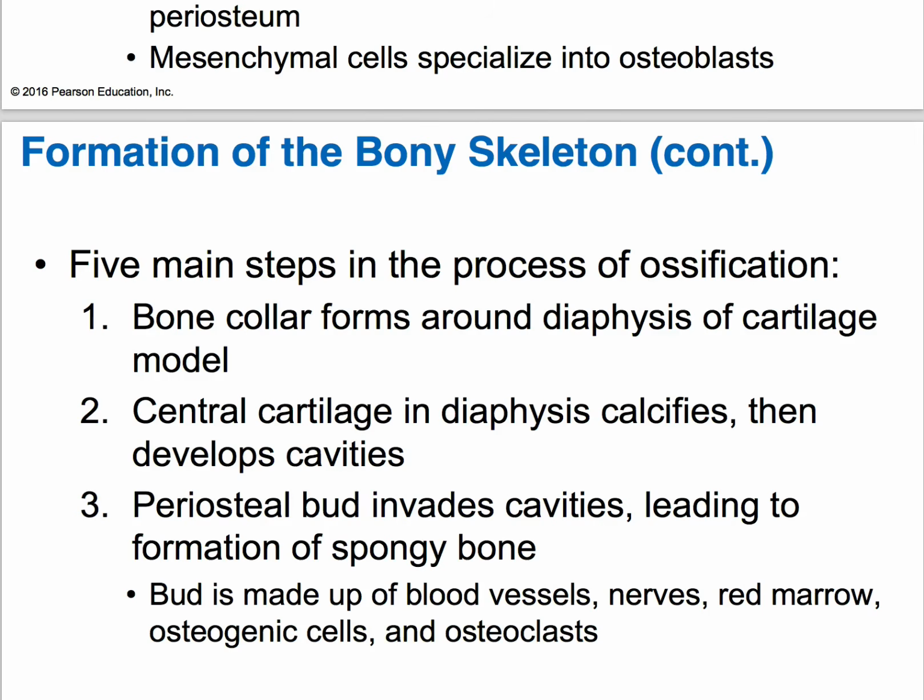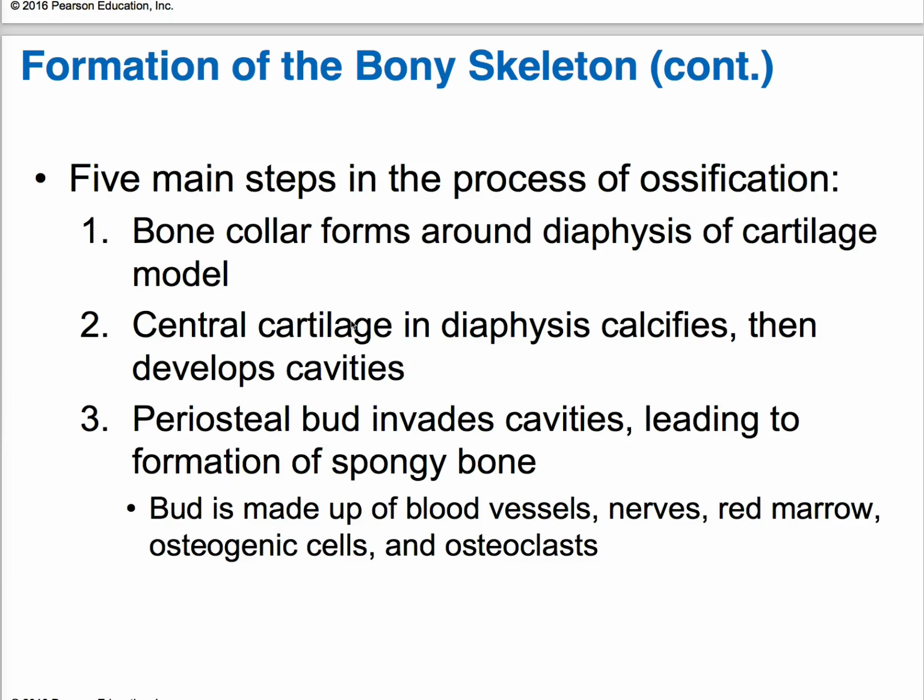So the cavities we had from the previous step start getting invaded by periosteal buds. Now these periosteal buds contain the nutrient arteries, veins, lymph vessels, nerve fibers, red marrow, osteoblasts, and osteoclasts. The osteoclasts start partially eroding the calcified cartilage matrix, and the osteoblasts start secreting osteoid around the remaining fragments of hyaline cartilage. When they do this, it starts forming bone-covered cartilage trabeculae. And that's how you end up with spongy bone.